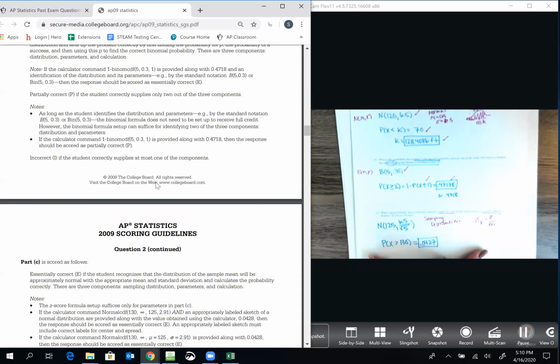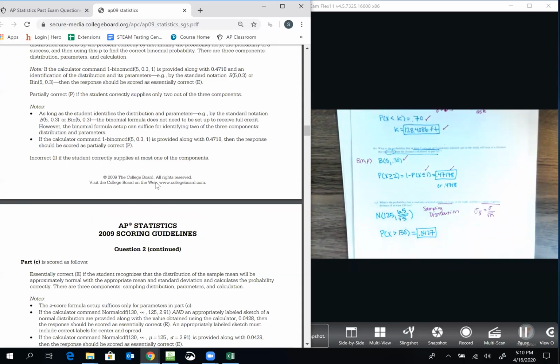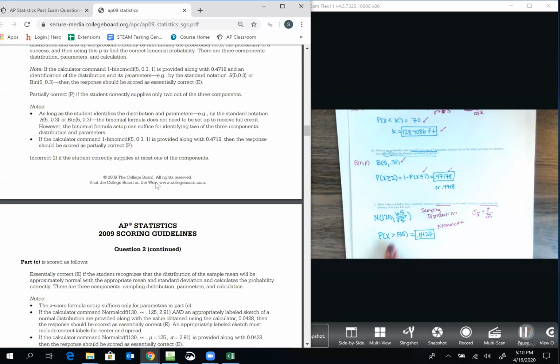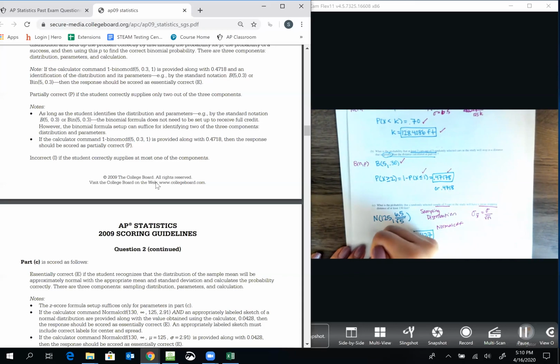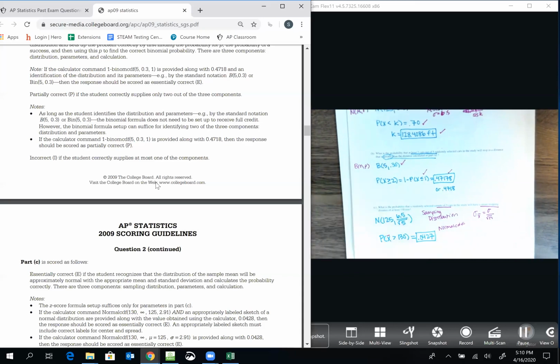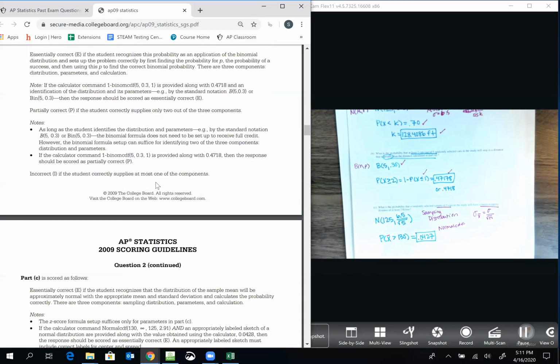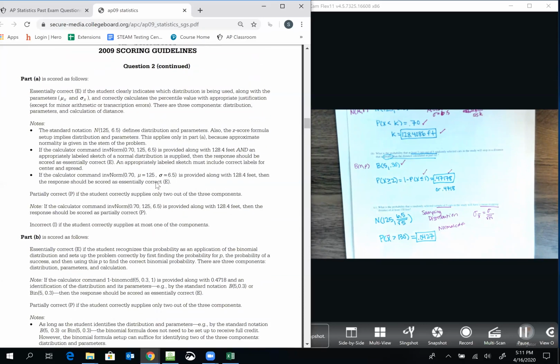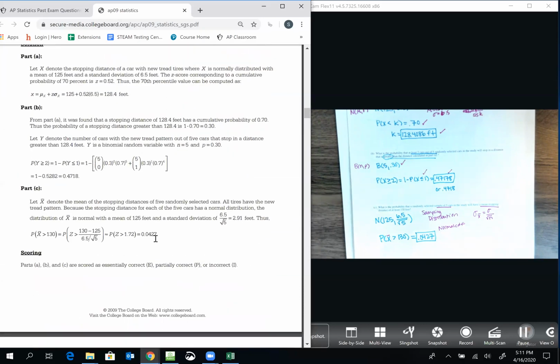You can calculate that if you want, or you can just type the standard deviation in directly like that when you do normal CDF. You'll use normal CDF for this. I want the probability x bar is greater than 130 equals 0.0427. Let's make sure that's what they got. Yeah, they got 0.0427. They used the old school way of the z-score, which I do not recommend.